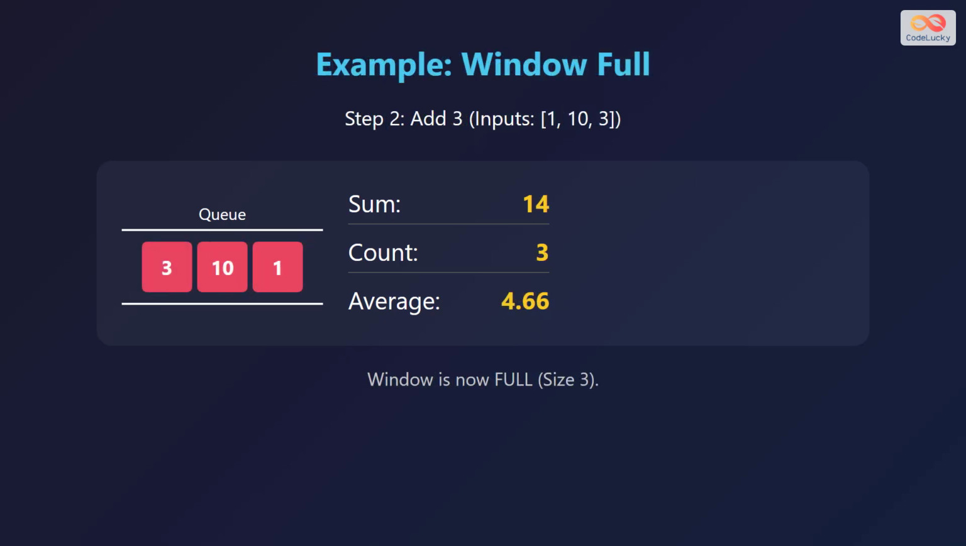Next, the number 3 arrives. We add it to our queue. Now we have 3 items, 1, 10, and 3. The sum is 14. Since the count is 3, the average is 14 divided by 3, which is roughly 4.66.